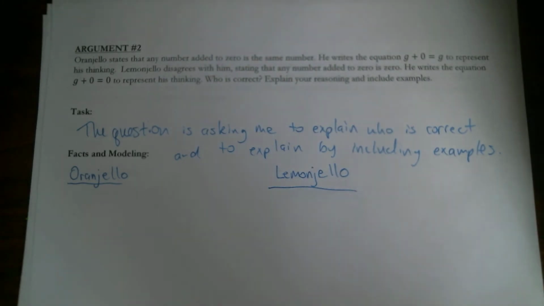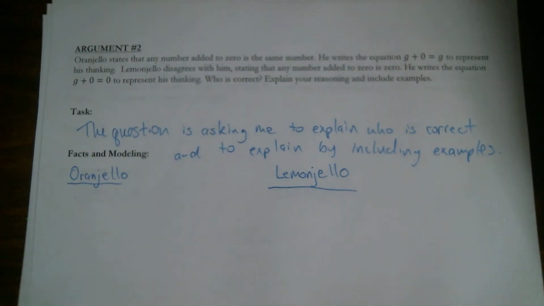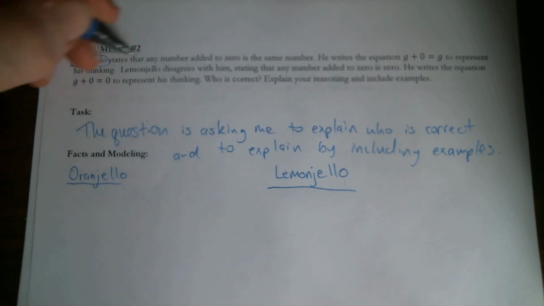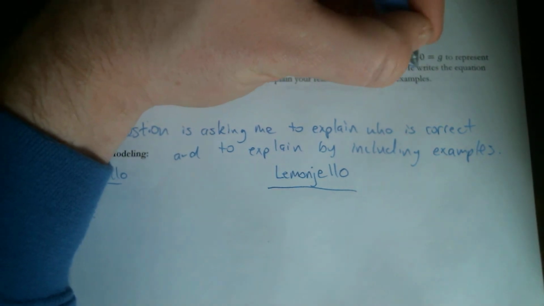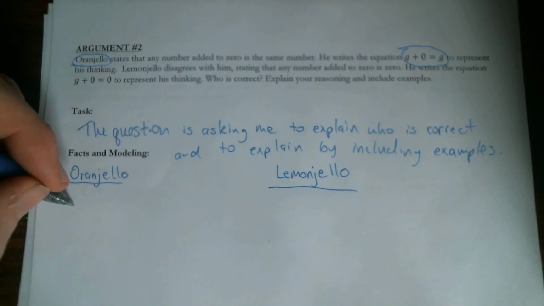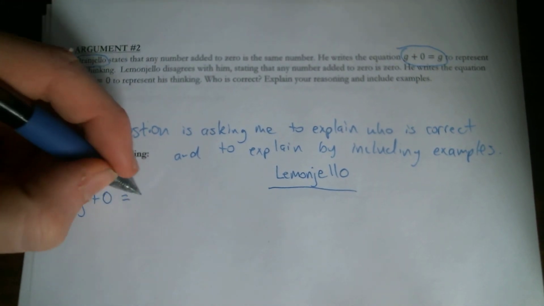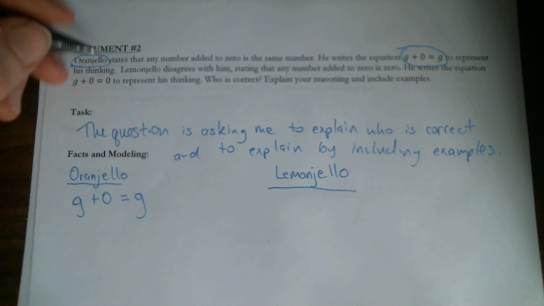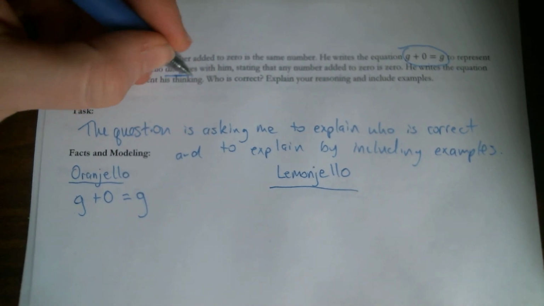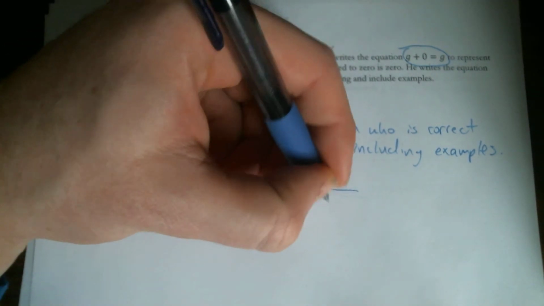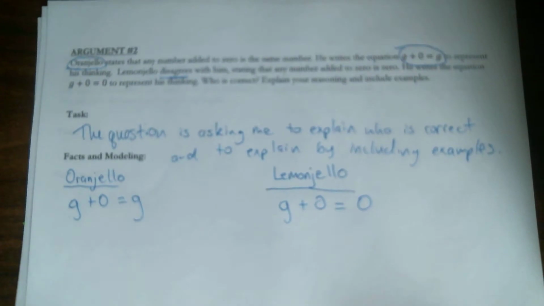Okay, so I'm back from your pausing. In our problem, it had said that Orangelo was saying that we can add a number to 0, it's still the same number. So he says G plus 0 is equal to G. So this is Orangelo. He says G plus 0 equals G. Meanwhile, Lamangelo disagrees. He says any number added to 0 is 0. So he says G plus 0 is 0.